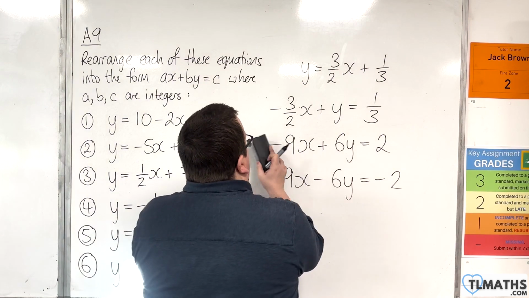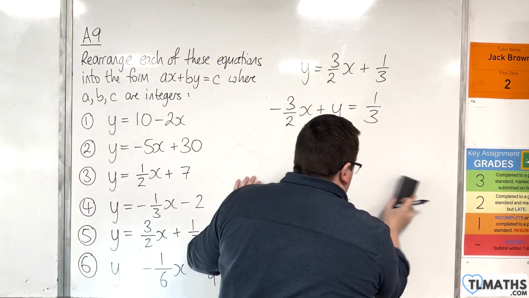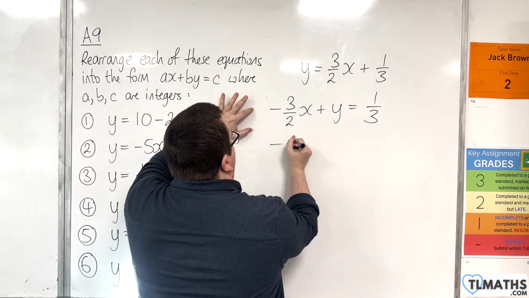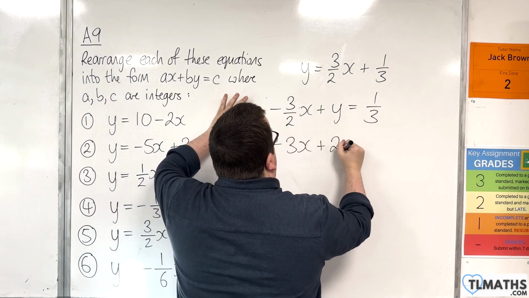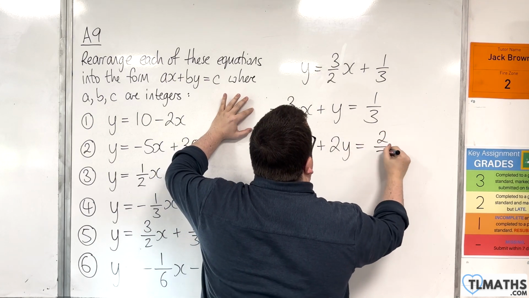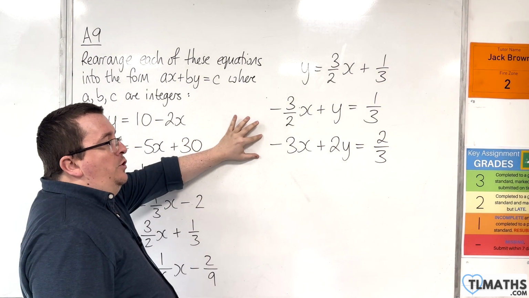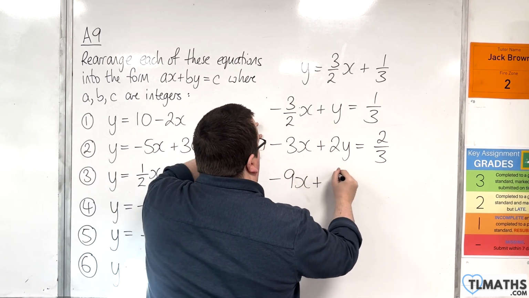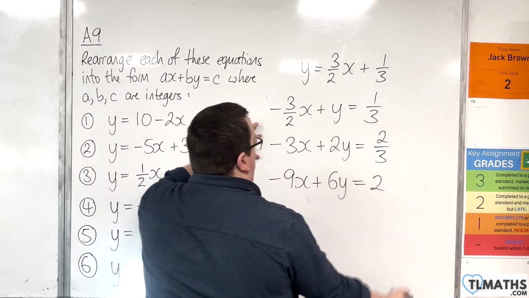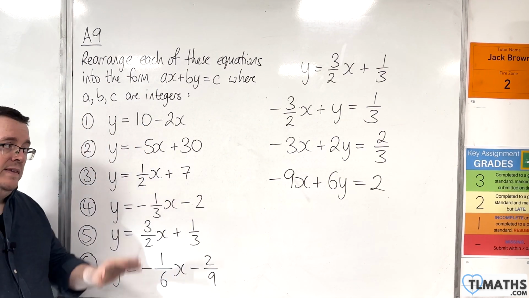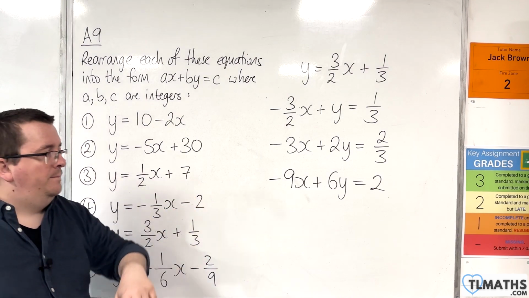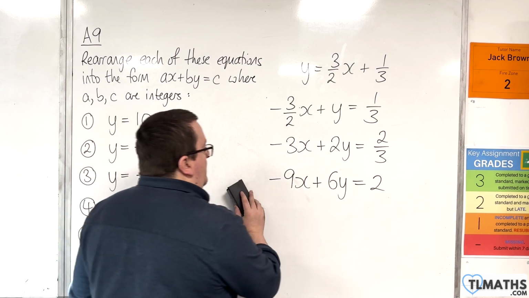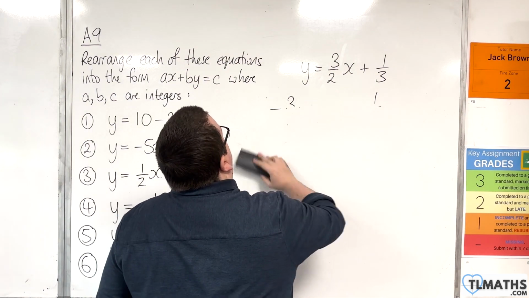Now, I'll just show the stages if you want to do it in pieces. So, if you multiply through by 2 first, we'll get minus 3x plus 2y equals 2/3. And then you can multiply everything through by 3. So minus 9x plus 6y is equal to 2. If you prefer doing it that way, go ahead with that. Okay? That is actually my personal preference. I do feel like I'm going to make less mistakes doing it that way.